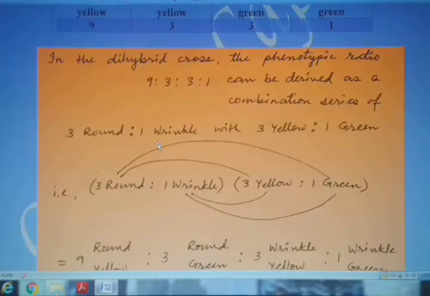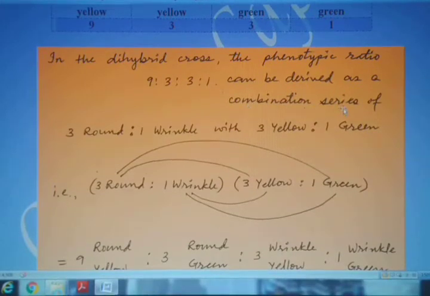Now this ratio 9:3:3:1 can be derived as a combination series. Now combination series of what? 3 round is to 1 wrinkle with 3 yellow is to 1 green. Writing this in the bracket here in the next step, that is 3 round is to 1 wrinkle in one bracket and 3 yellow is to 1 green in the second bracket.